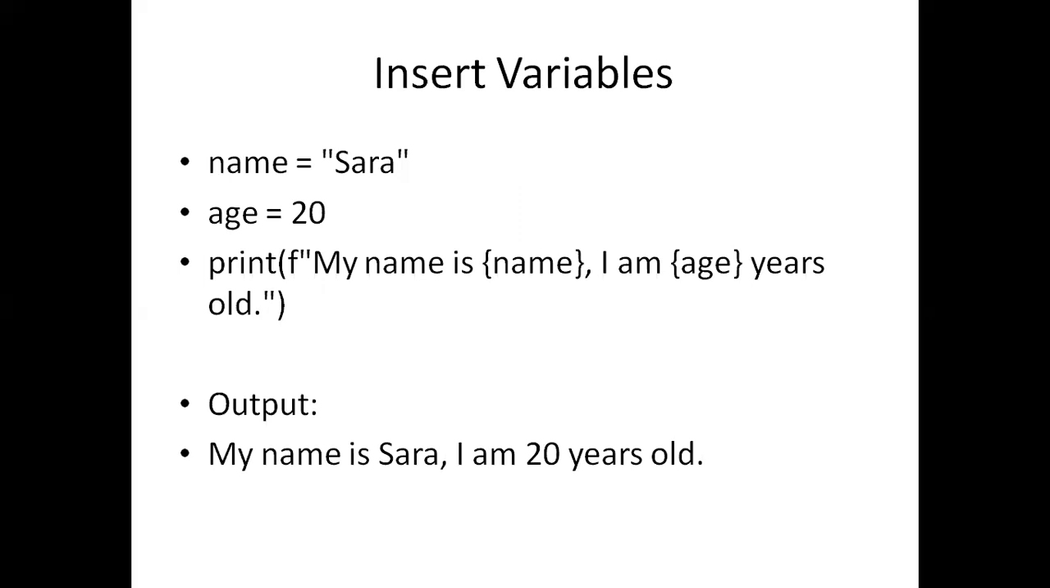So here is an example in which we have two variables, name and age. This is how we can call these variables. So we have two variables. One is name, which is Sarah, and second is age 20. So we will write down the f string and call the variables. So we can see the output. Both the variables are successfully called.